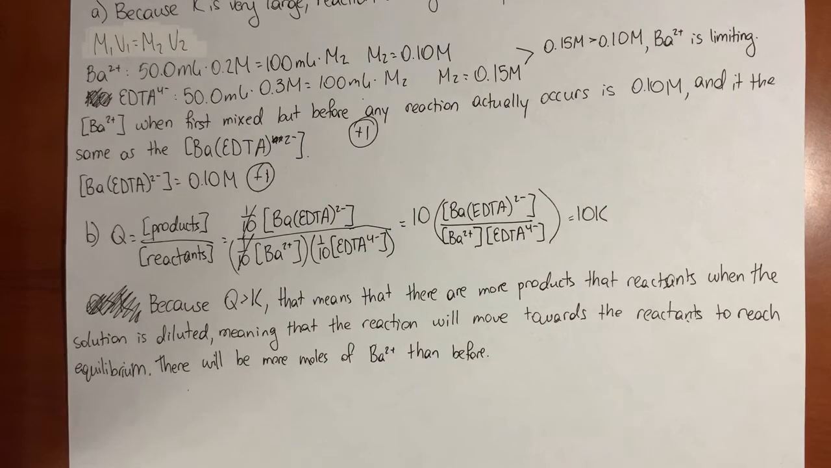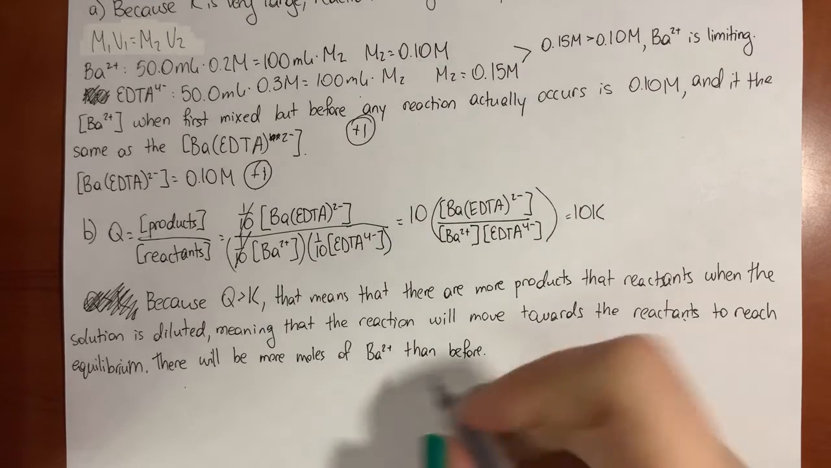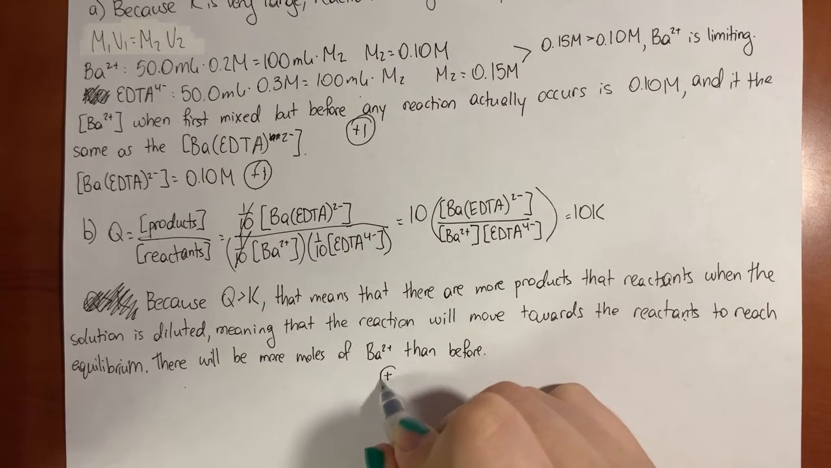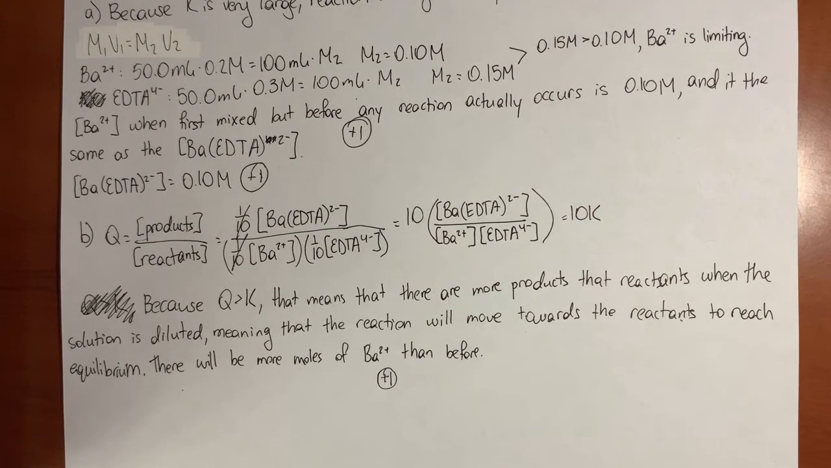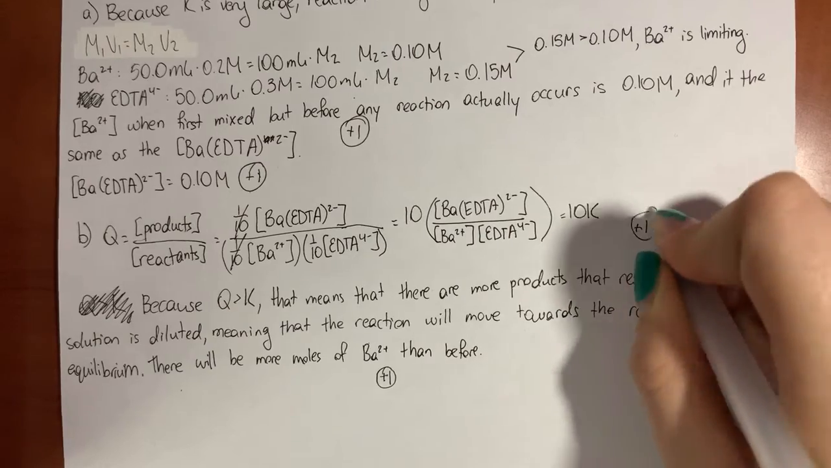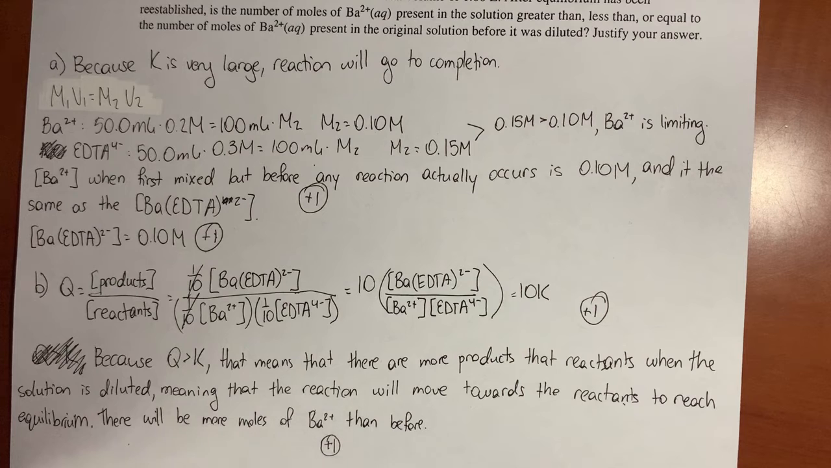And that's it, you finished the question. This part is also a two-point problem. One point is earned for stating that the number of moles of Ba2+ will increase, and one point is earned for a valid justification. So this is how you solve number 6 of the free response from the 2016 AP Chemistry exam. And I hope that you found this helpful.